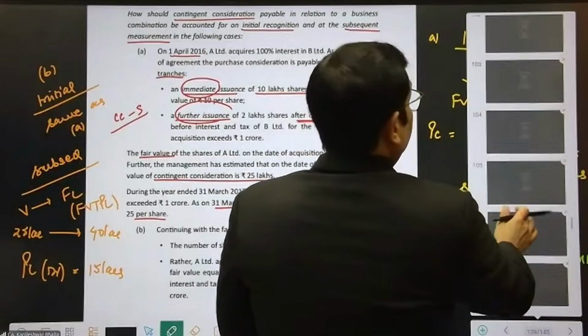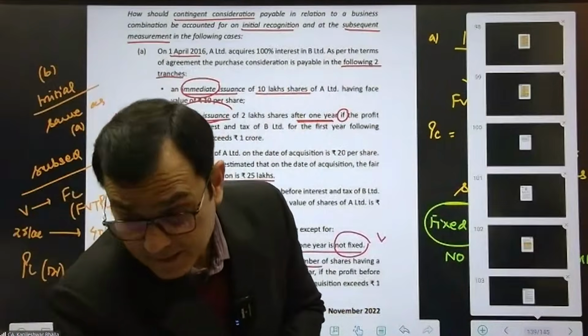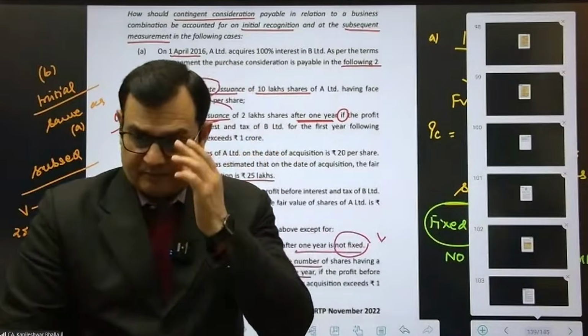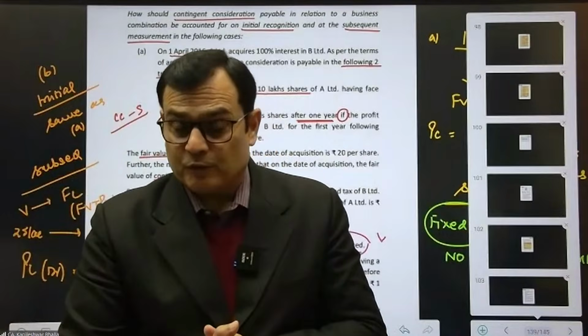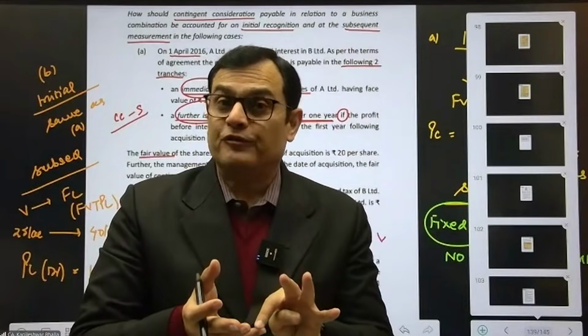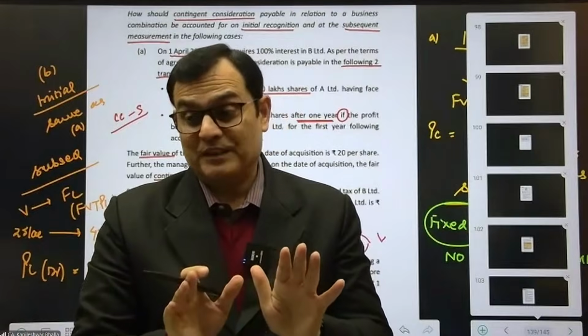Sir, I have a doubt. Further issuance of 2 lakh shares is not a part of BC? Further issuance of 2 lakh shares, no, it's a part of PC. In any case, whether you are issuing fixed shares or variable shares, it is a CCS. So it's a part of PC.